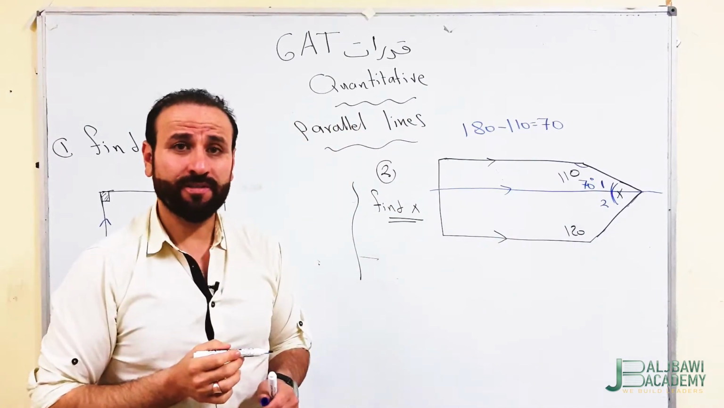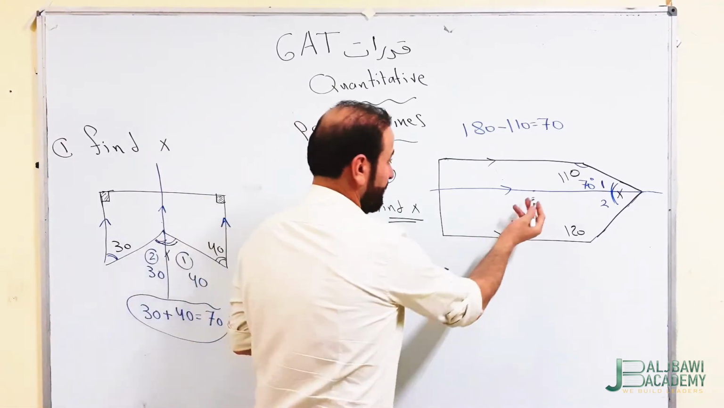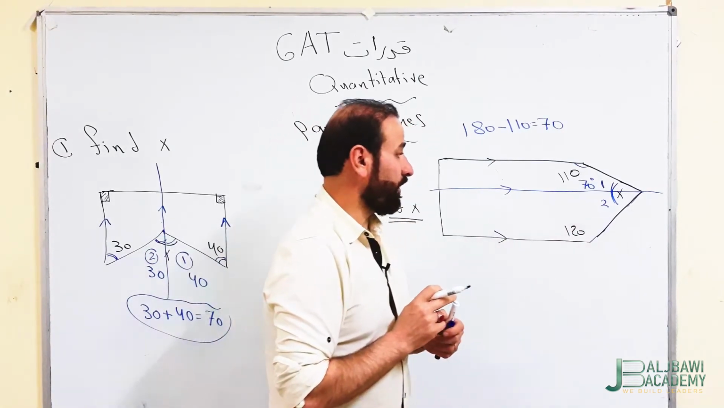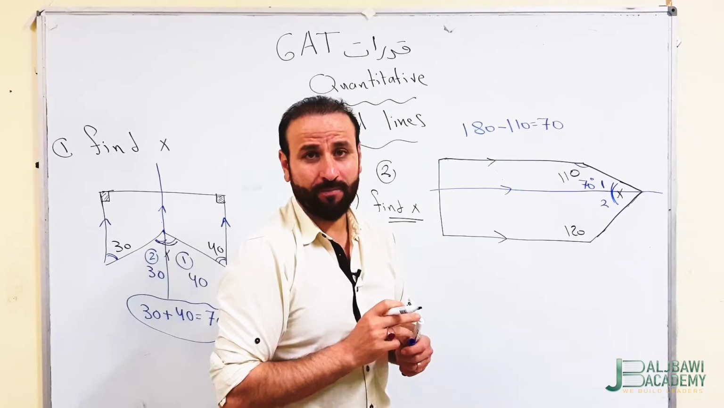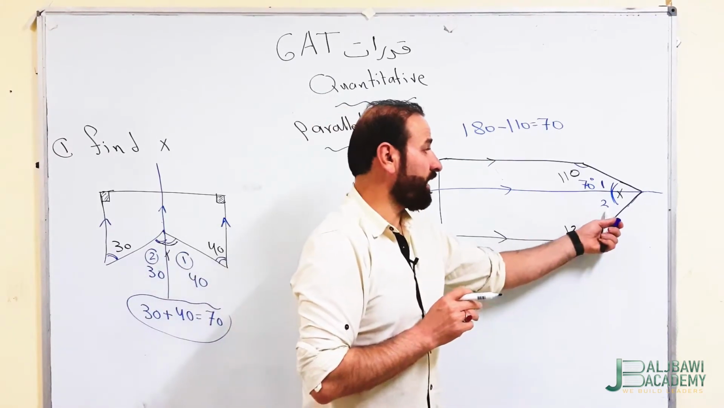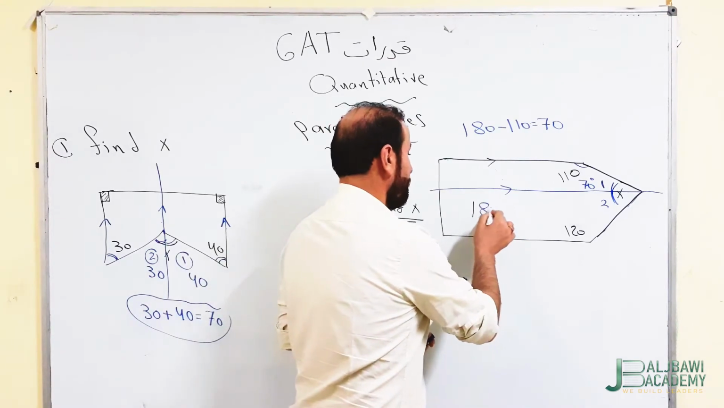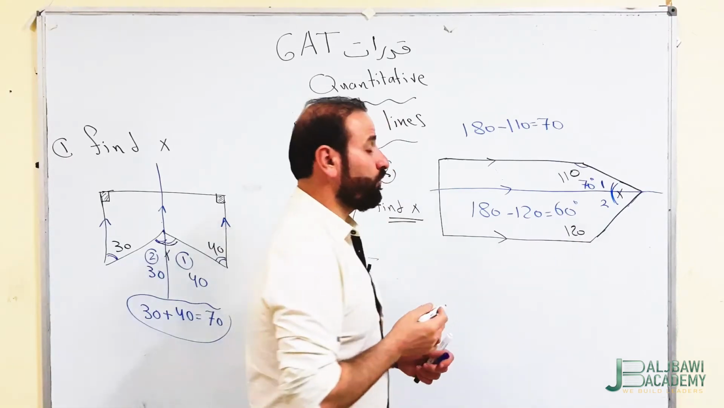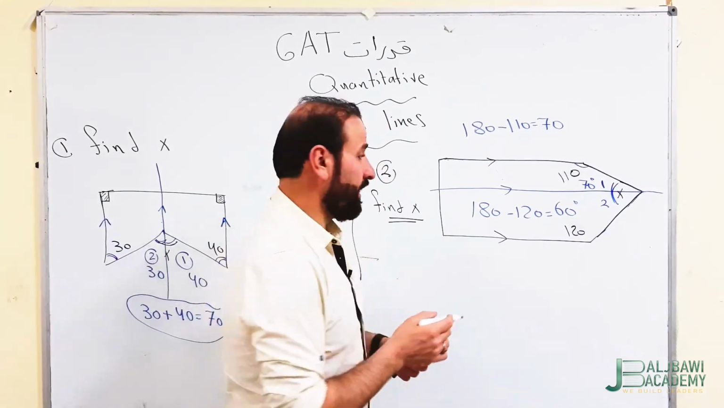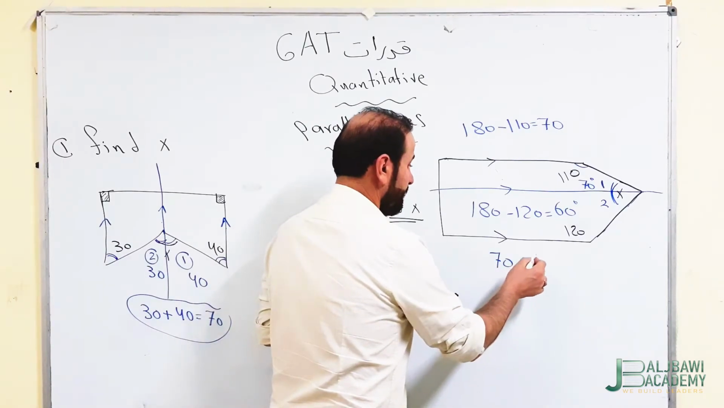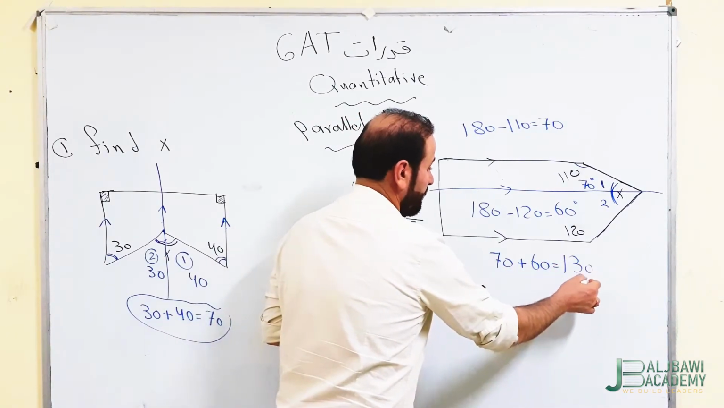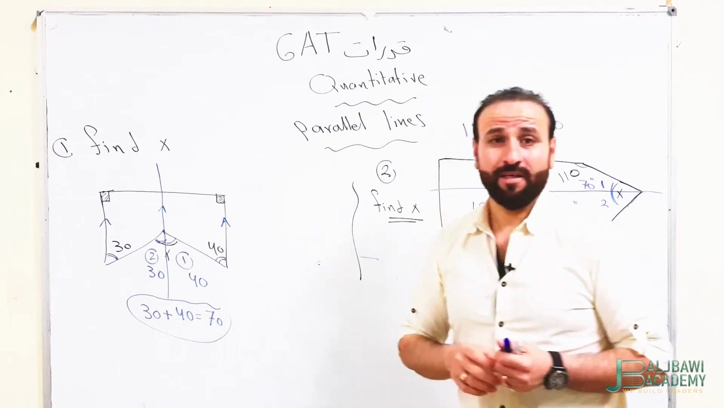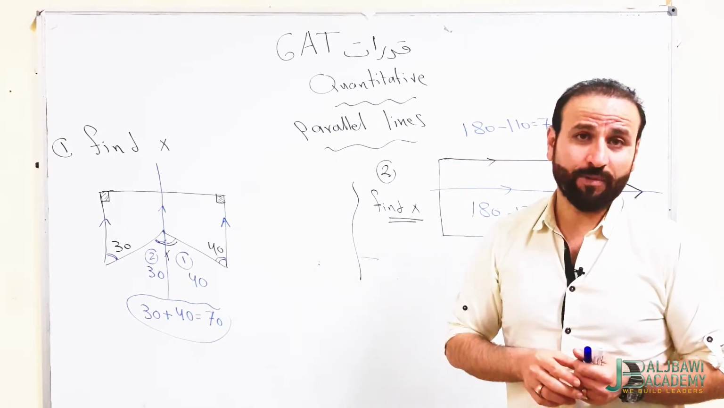And angle 2, the same way, you can see this and this are parallel lines. So angle 2 and the angle 120 are interior angles. They add up to 180. So to find the measure of angle 2, we make 180 minus 120 equals 60. So now to find the value of angle x, we add 70 plus 60 equals 130.